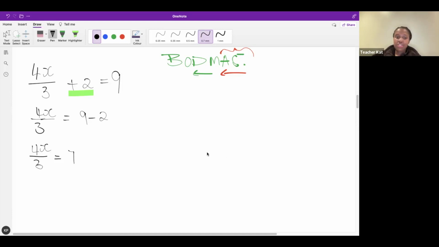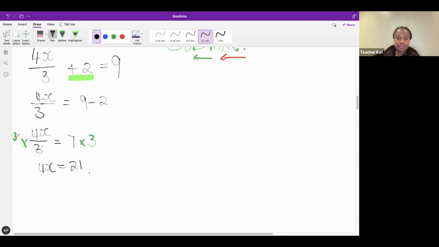Now we deal with the multiplication. So I times by 3 over here, times by 3 over there. These 3's will cancel each other out. So I'll be left with 4x is equal to 21. All right. What's next?